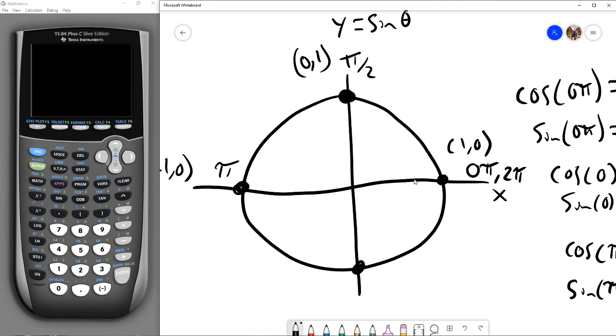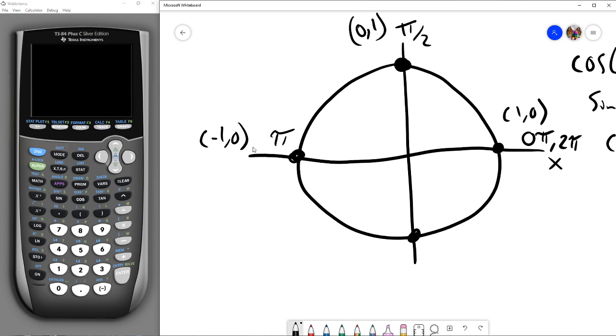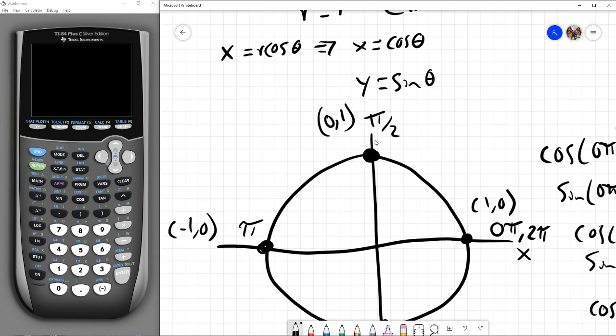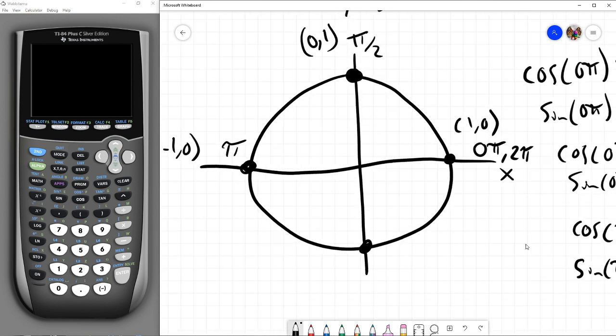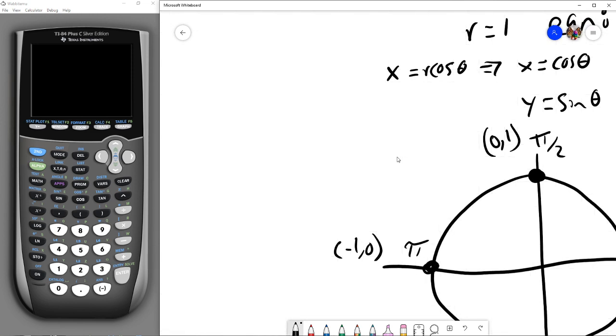That's how I get this coordinate. Similarly here, radius is equal to 1, so when I go from the center of the circle out to the circumference, I should go a distance of 1. We get a negative 1 here, going out to the left because this is now the negative x-axis. So with this information, looking at this here, we know that cosine of pi over 2 is going to equal 0.